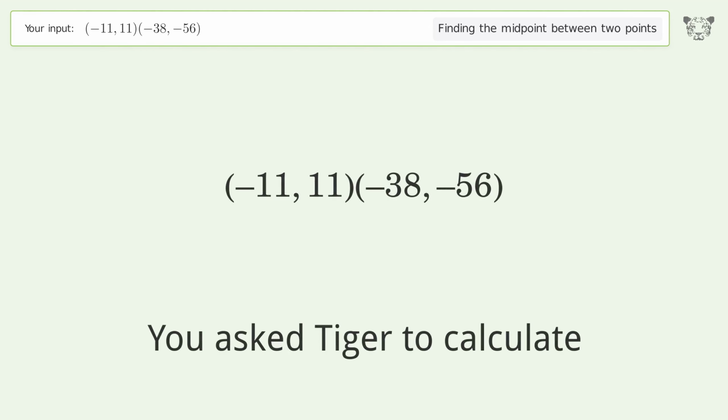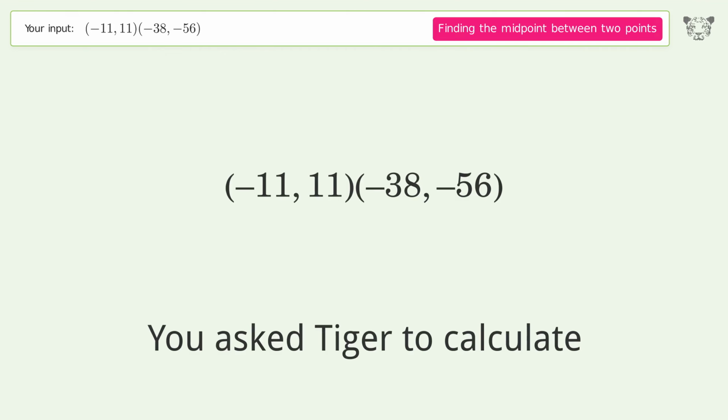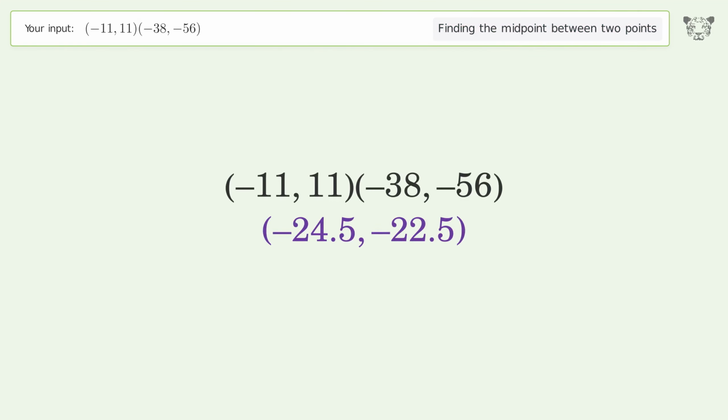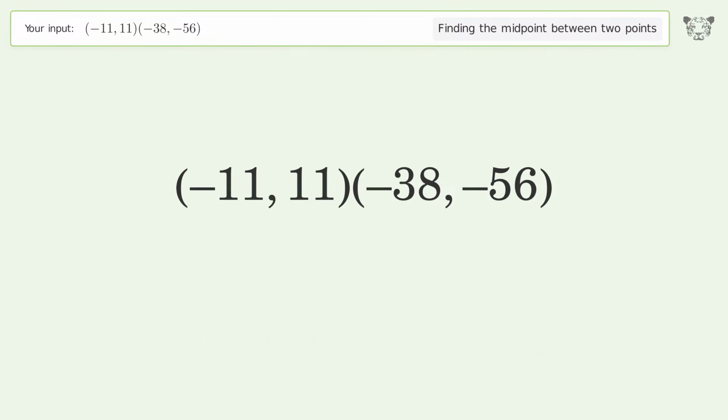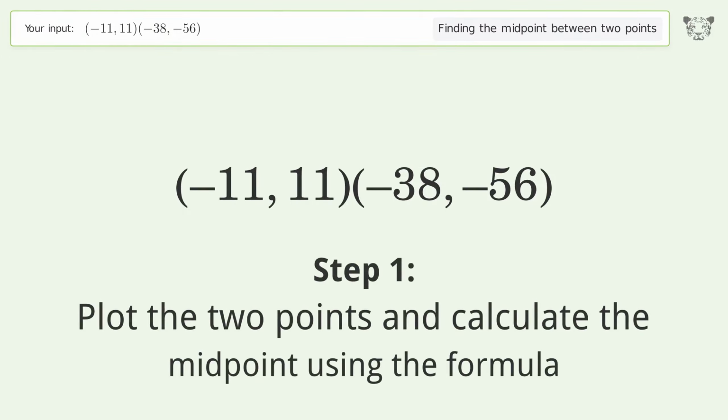You ask Tiger to calculate. This deals with finding the midpoint between 2 points. The midpoint between the 2 points is -24.5, -22.5. Let's solve it step by step. Plot the 2 points and calculate the midpoint using the formula.